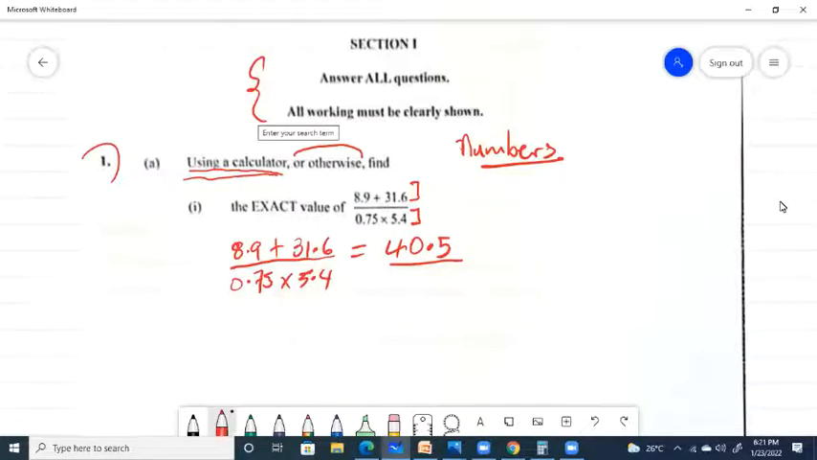40.5, I'm going to multiply that. So at the bottom, we have 0.75 times 5.4. What are we looking at? 4.05. Thank you very much. 4.05. And then now, finally, you're expected to put all of this on your calculator to get your answer. So put it on your calculator now, 40.5. Thank you very much. All right.